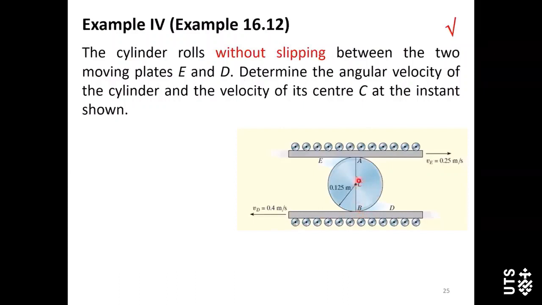So this means no slipping at this point A and point B, but at this point A and point B, the velocities are not zero, so they are not the IC point. But where should the IC point be?